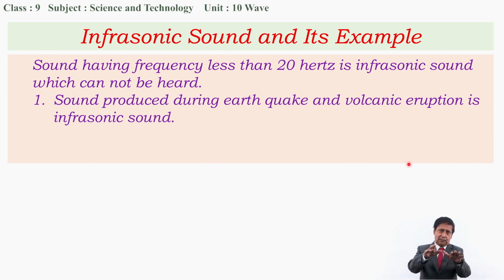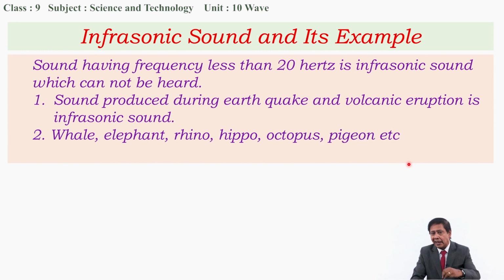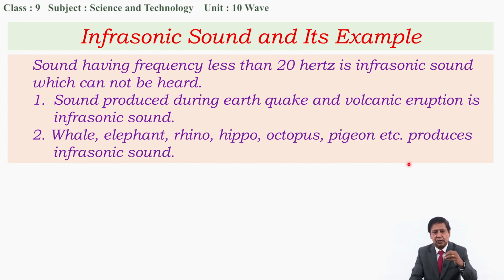At this time, sound is produced, but we are not able to hear that sound because its frequency is less than 20 Hz, and if frequency is less than 20 Hz, we cannot hear that sound. And another example: whale, elephant, rhino, hippo, octopus, pigeon, etc. produce infrasonic sound.